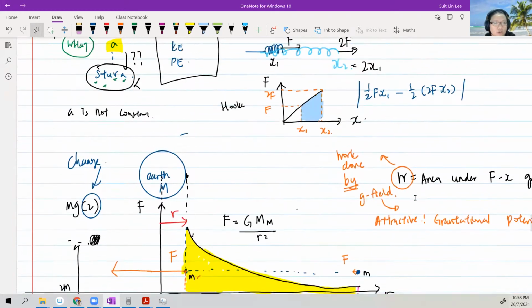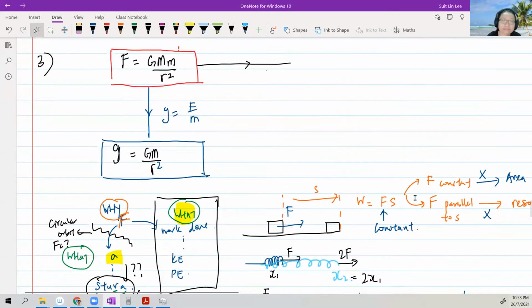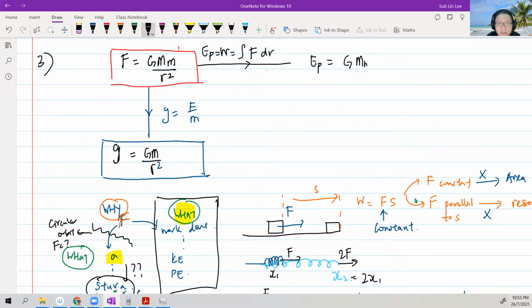Okay, so I think our house construction is somewhat okay. We now have a tripod. W is equal to the integration of F dr, which is your EP. And then here you will have EP, potential energy, is GMm over r with a big fat negative in front. Okay.